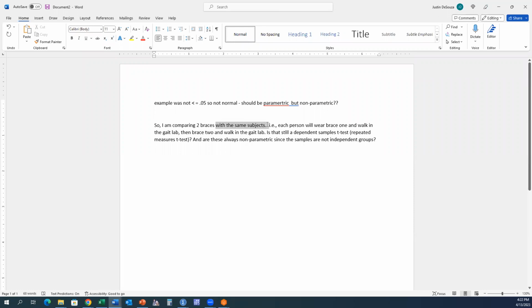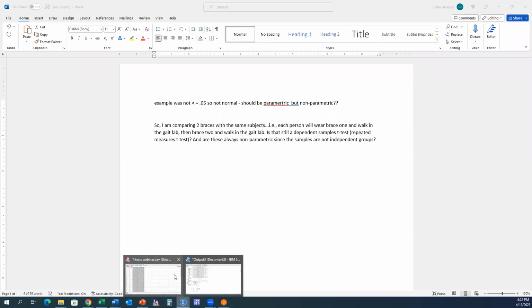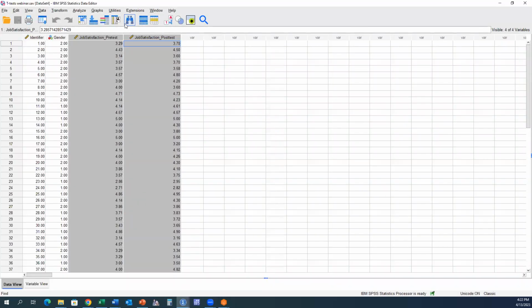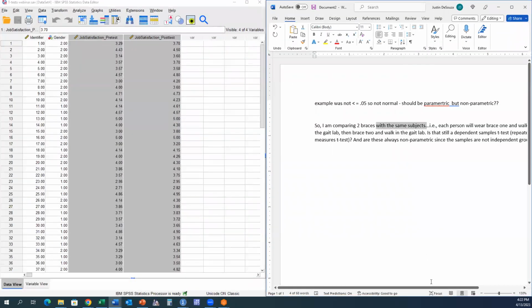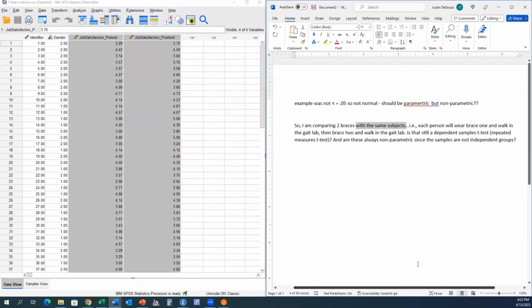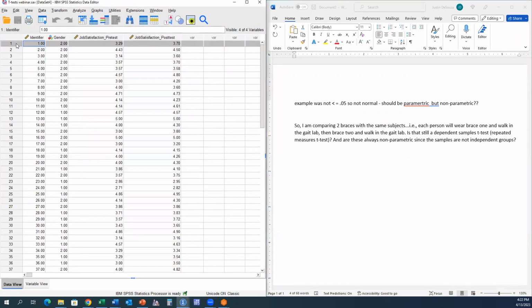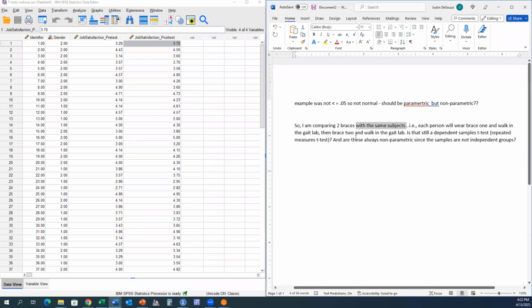As soon as I see the same subjects, then yes, that does sound like it's matched pairs. So it would be data organized very much like this, where, I don't know exactly what measurements you're recording, but you're going to have across one row the data for one brace and then the second brace. So you would do a paired sample or a dependent sample test in that case.